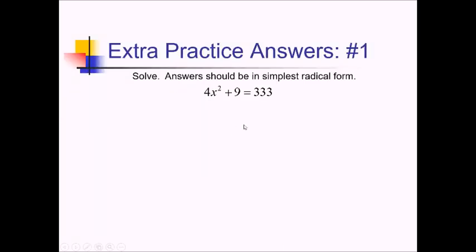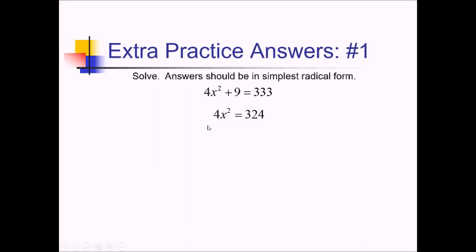To solve this quadratic equation, since we do not have any linear term, we can just use square rooting after we isolate that squared term. So to get this started, let's subtract 9 from both sides. That gives us 324 on the right side. And now if we divide both sides by 4 to get that x squared truly alone, well, let's see here.